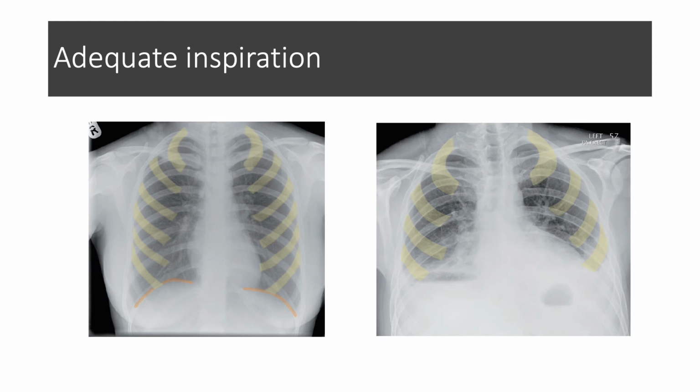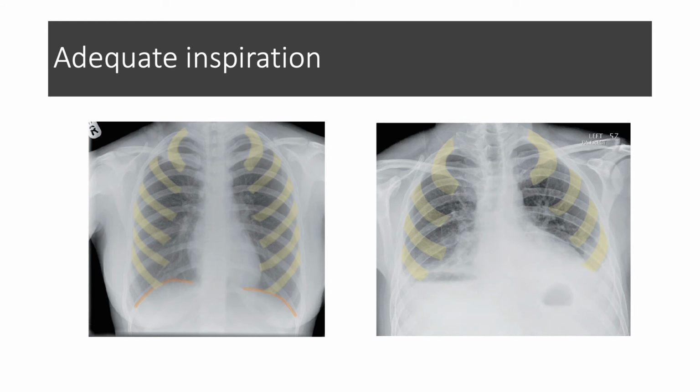Look at the photo on the left. The photo represents adequate inspiration. The anterior parts of ribs 1 to 6 are marked in yellow. The left and right hemidiaphragms are marked in orange. Note how the diaphragm has a normal dome shape and is not flattened. If the lungs are underinflated, then there will be 5 or fewer anterior ribs or 7 or fewer posterior ribs visible overlying the lung fields.